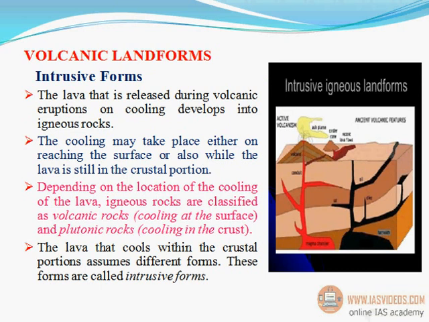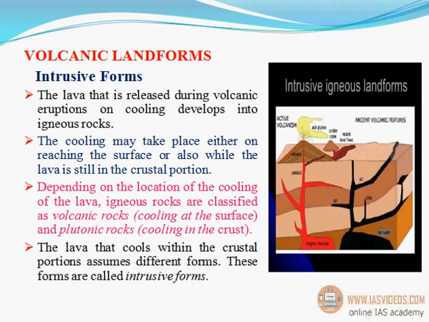Volcanic landforms. Intrusive forms. The lava that is released during volcanic eruptions on cooling develops into igneous rocks. The cooling may take place either on reaching the surface or also while the lava is still in the crustal portion. Depending on the location of the cooling of the lava, igneous rocks are classified as volcanic rocks, cooling at the surface, and plutonic rocks, cooling in the crust.